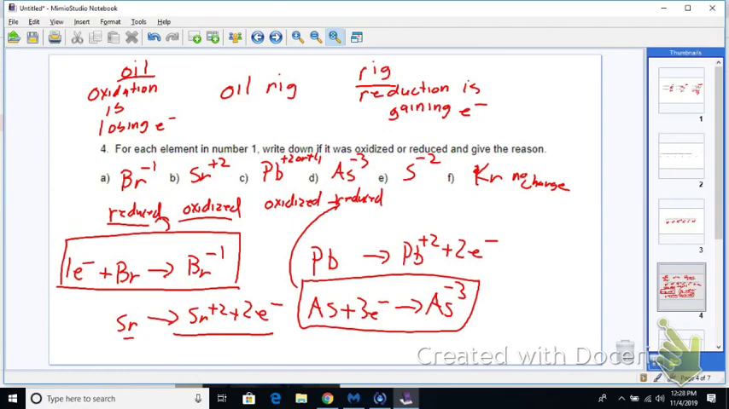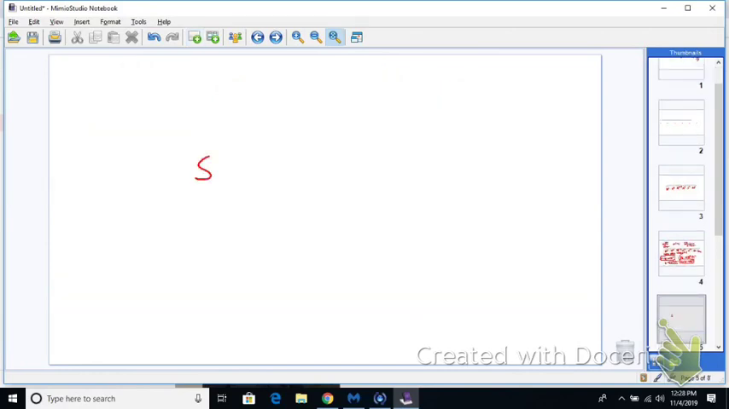So that last one, if we showed sulfur, we'd show sulfur plus 2 electrons gives us sulfur minus 2. Is that what you guys had? Okay. So if we're adding electrons, it's reduced. If we're taking electrons out, that's oxidized. Okay? Any questions you guys have?